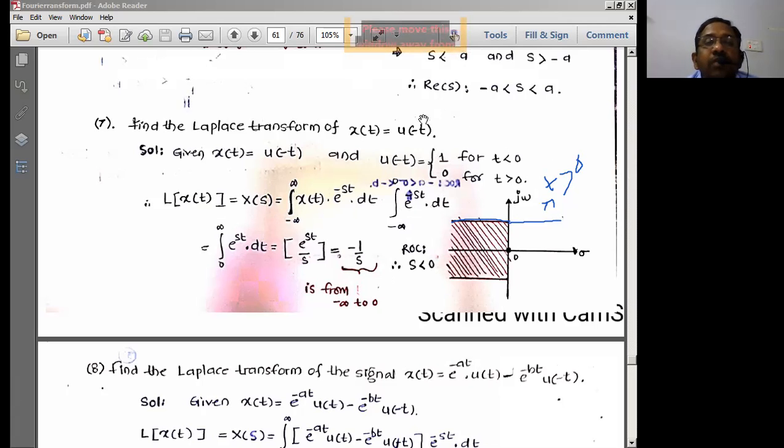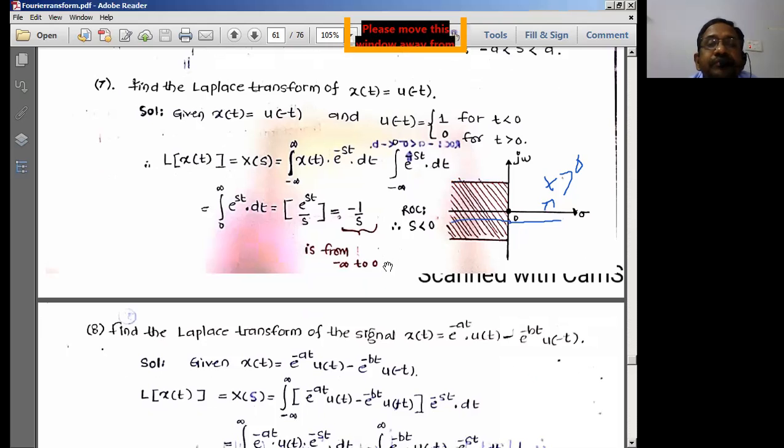Let us find the Laplace transform of this reversed unit step signal. The Laplace transform of x of t is x of s. The general formula is the integral of x of t into e power minus st. So x of t is equal to u of minus t, and the limits are going to be minus infinity to 0. Over minus infinity to 0, the value is equal to 1 for the unit step signal. So replace u of minus t by 1 over the limits minus infinity to 0. This is where we have to calculate the ROC.